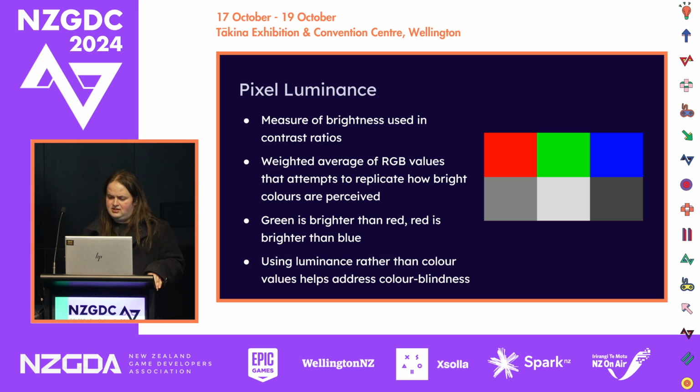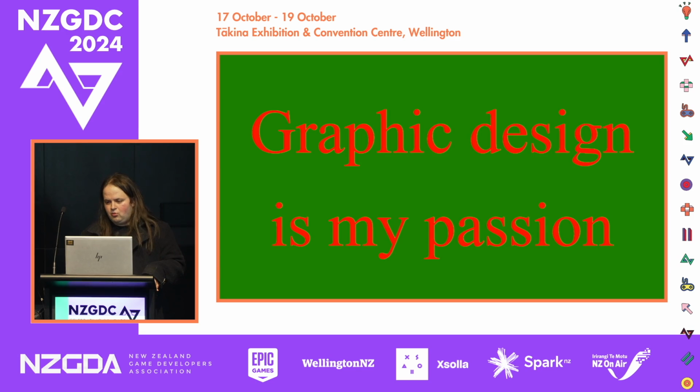If you have an image editor open and you turn a colour image into grayscale, pixel luminance is the value that is used to do this, as you can see with the colours up there. Now, one of the main benefits of using a measure of brightness rather than colours directly is that it helps address colour blindness. Here is some really ugly red text on a green background. This red and green have a contrast ratio of 1, meaning they are the exact same brightness. This is essentially that red text on red background that I showed you earlier.